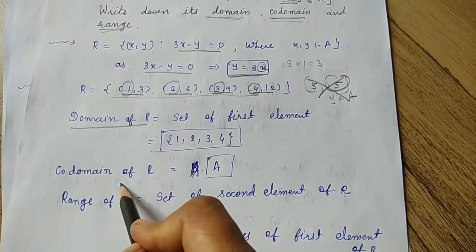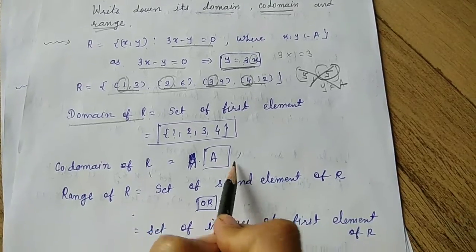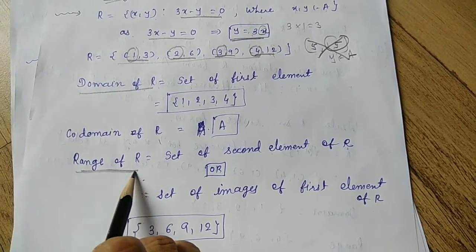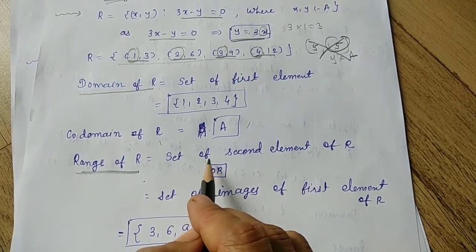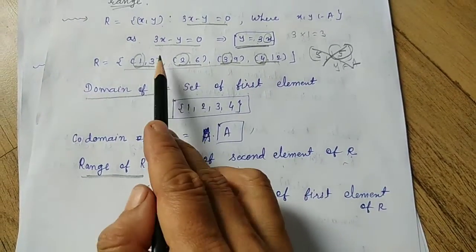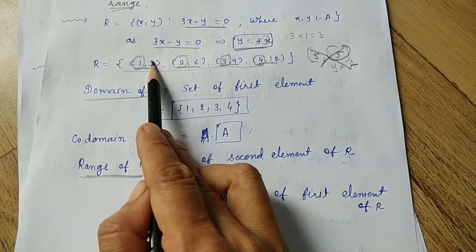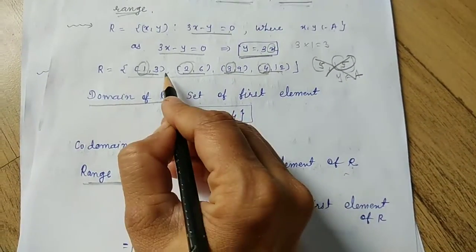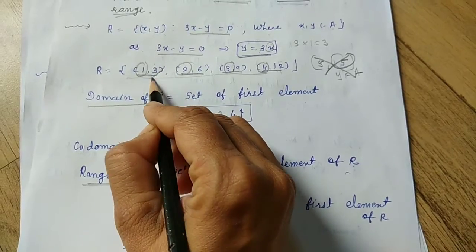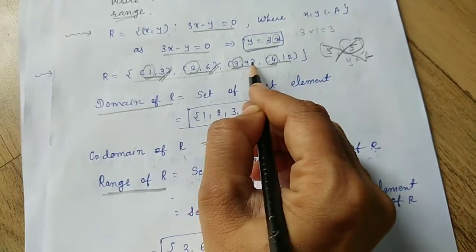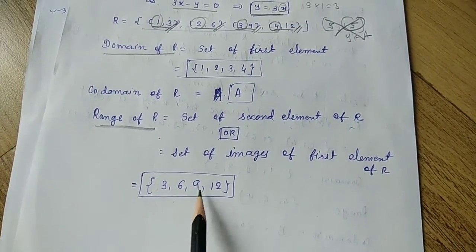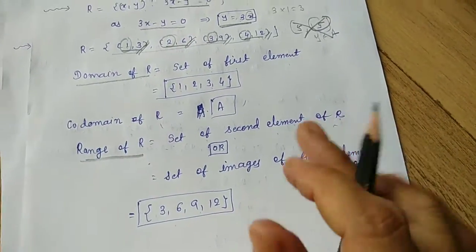Now the codomain of R, I will explain later. First we find the range of R. What is the range of R? That is the set of the second elements of R. The second elements inside R are known as the range of R. So let me write down how many there are: 3, 6, 9 and 12. This is the range of R.